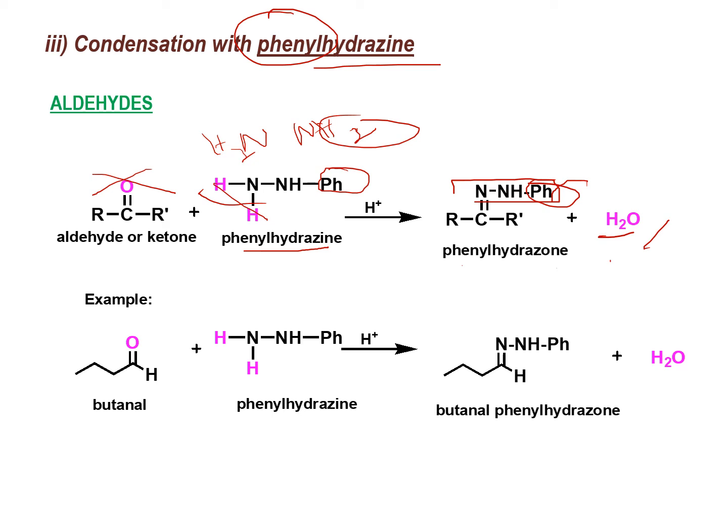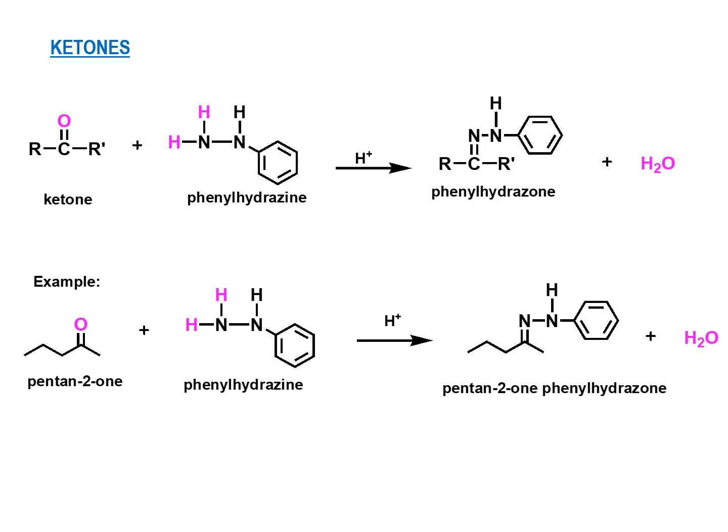For example, you have butanal react with phenylhydrazine in acid. What is going to happen? It will form butanal phenylhydrazone. Ketone, same thing. We go to the example. You have pentan 2-on react with phenylhydrazine. What is going to happen? It will form pentan 2-on phenylhydrazone. Asal hydrazine akan jadi, produk akan jadi hydrazone.